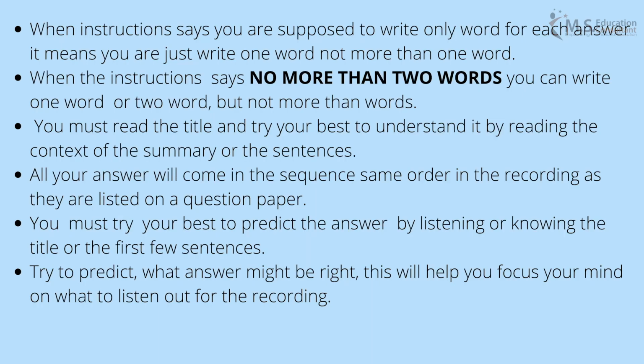When the instruction says you are supposed to write only one word for each answer, it means you are just to write one word, not more than one word. If it's a numerical form, that is 7 or 2, it's only one word. But if the number says 72, then that particular numerical is one word. 72 itself is one word.